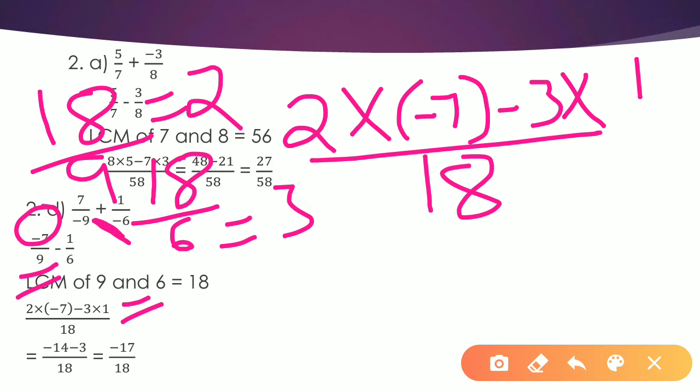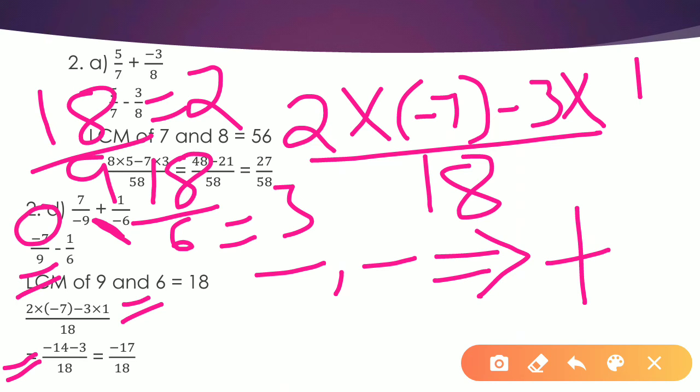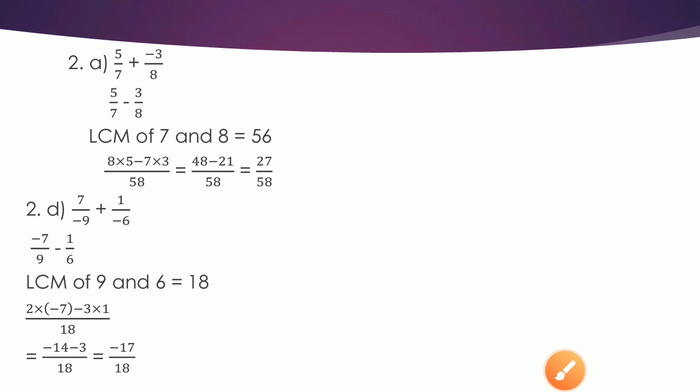Now 2 into minus 7 gives you minus 14. Then minus 3 into 1 gives you 3 upon 18. Here minus minus will be plus and the sign will always become a minus. That means minus 14 minus 3 will give you minus 17 by 18, which is your answer.